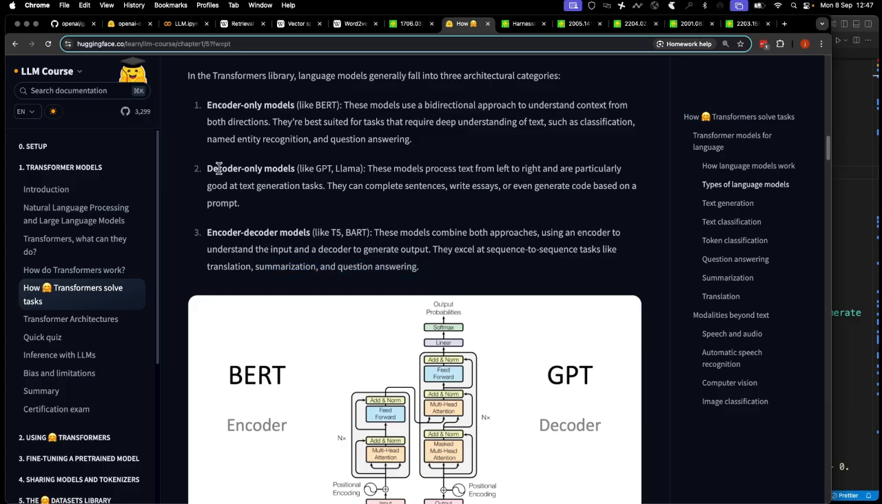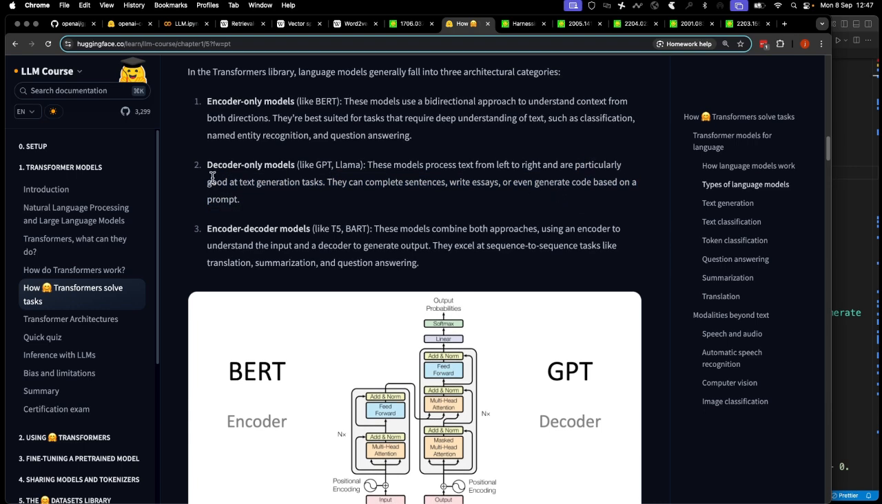All right, and finally, the decoder-only models like GPT and Llama have auto-regressive generation, predicting the next token given the previous input. So naturally, they are good at content generation, sentence completion, writing essays, and generating code based on a prompt.